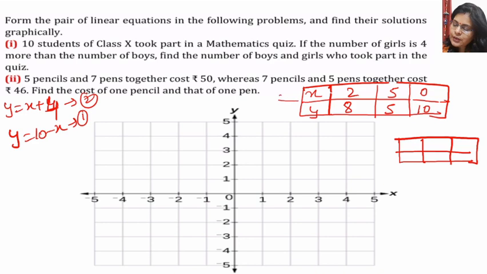This is for the first equation and this is for the second equation. For the second equation, if we put the value x equal to 0, then we get y equal to 4. If we put x equal to 2, then we get y equal to 6. And if we put x equal to -1, then we get y equal to 3. These are the coordinates that we have got.